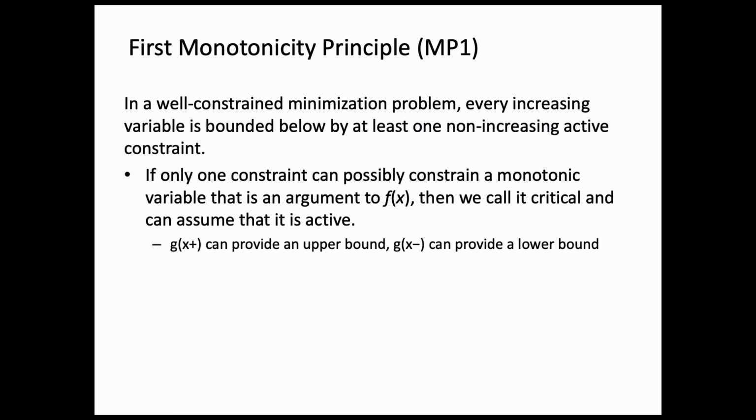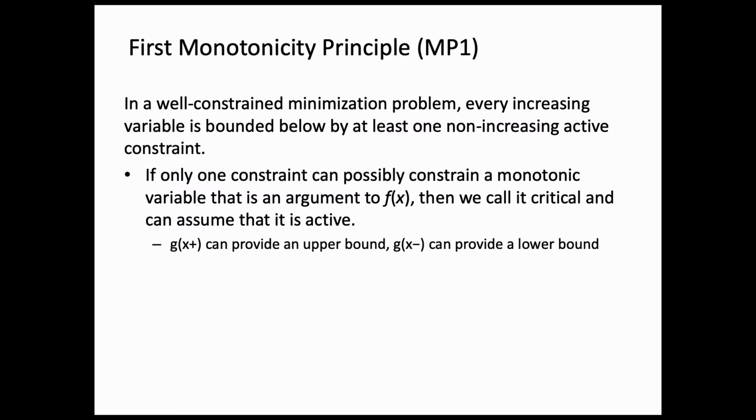If only one constraint is capable of constraining a monotonic variable that is an input argument to f of x, then we call that critical, and we can assume it is active. This is an important result. So for example, in the problem we just looked at with the bound on x2, that is the only constraint in the problem that is capable of bounding the problem. And so that is going to be a critical constraint. And a critical constraint is what's given by this definition here, and all critical constraints are active.